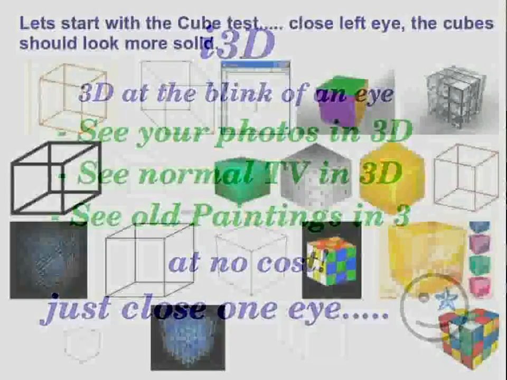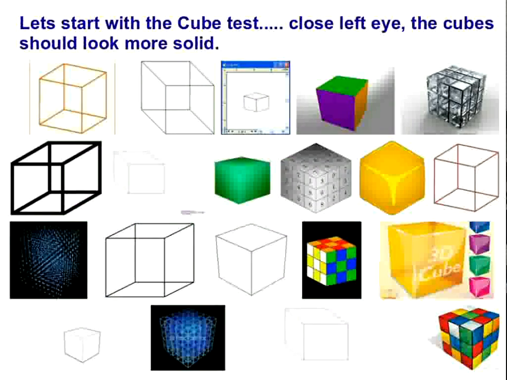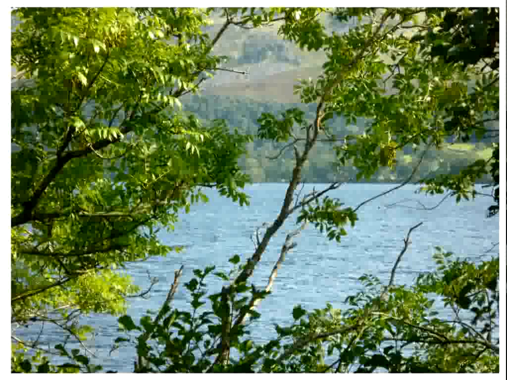Let's start with a simple cube test. With two eyes there's the usual issue as to which way these cubes are going. Close one eye, however, and all those issues go away. They're clearly 3D objects.